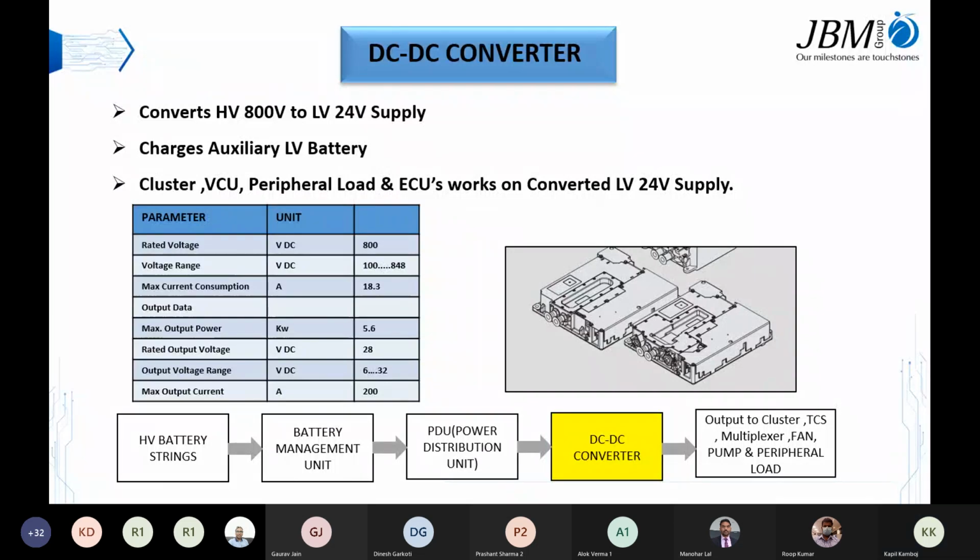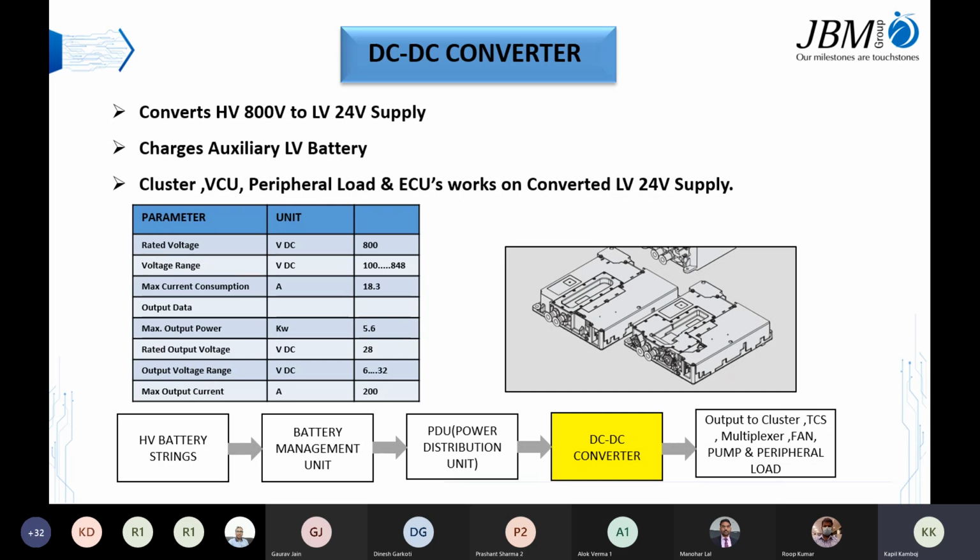And we have defined some parameters as well, like the rated voltage, that is 800 volt, with a voltage range up to 848. Maximum input current is 18.3. Maximum power is 5.6 kilowatt for the DC-DC. And the output voltage is the regulated voltage. We can set that value as well. Means if you want to set 27, 28, 28.5, we can set it through the software.